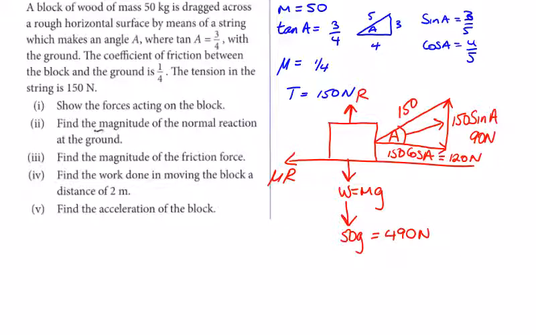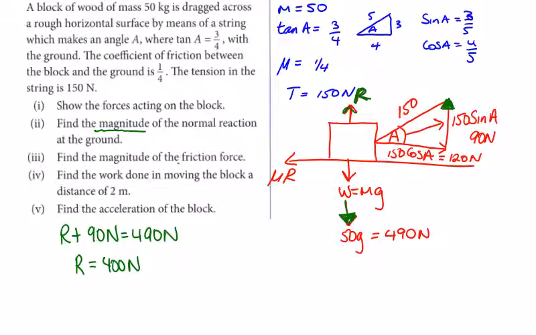Part 2, the magnitude of the normal reaction at the ground. So what's going on in this direction? We have R going up, and we have this one here going up, which is 90 newtons. So R plus 90 newtons has to be equal to whatever's going on down in this direction, which we got to be 490 newtons. You don't have to put your units in, you can leave them out till the end. So the normal reaction at the ground is going to be 490 minus 90, which is 400 newtons.